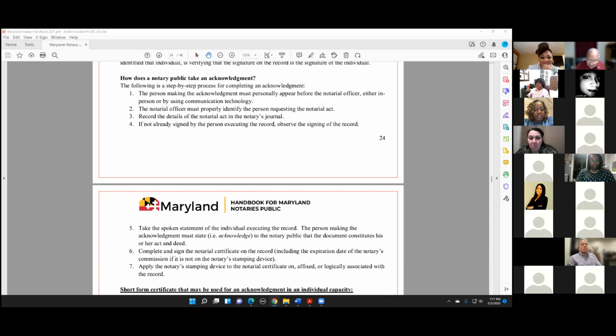Also complete and sign the notarial certificate on the record, and apply the notary stamping device to the notarial certificate or affix it so that it is logically associated with the record. Any questions about that? Okay, I know what you're talking about: verbal declaration. That's the acknowledgement for this type of notarization. Yes, verbal declaration. They are acknowledging, that's why they have this here in parentheses, that this is their signature and they're doing it willingly.